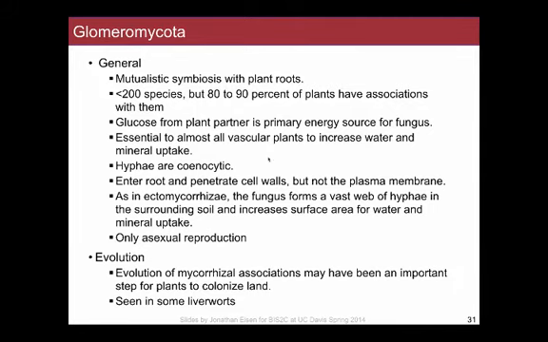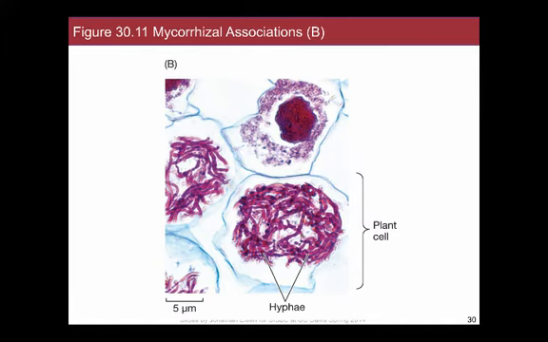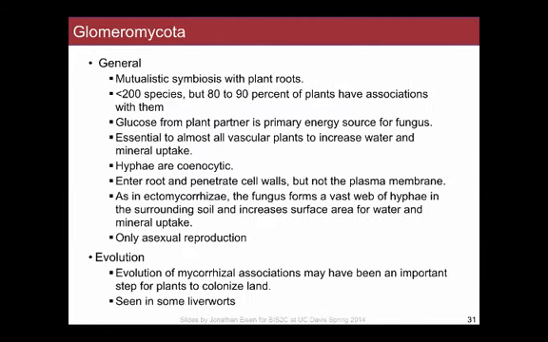And you can't really see this in this figure, but the hyphae penetrate into the cell wall. So plant cells are surrounded by a cell wall. These particular mycorrhizae penetrate into the cell wall, but not into the plasma membrane. So around a plant cell, there's a plasma membrane and then a cell wall, so they get in between the cell wall and the plasma membrane.